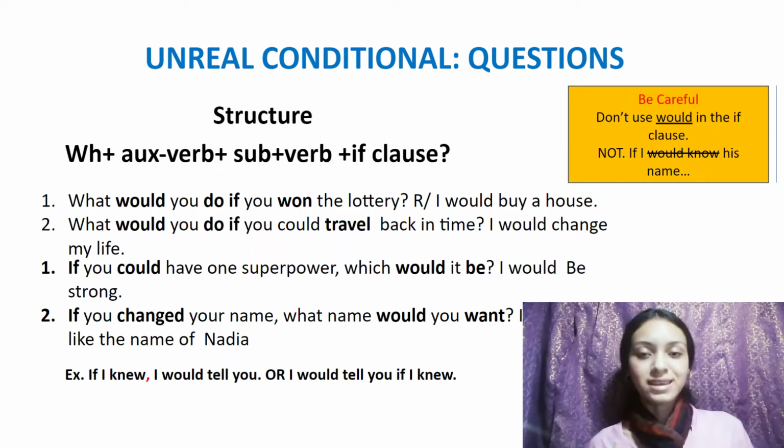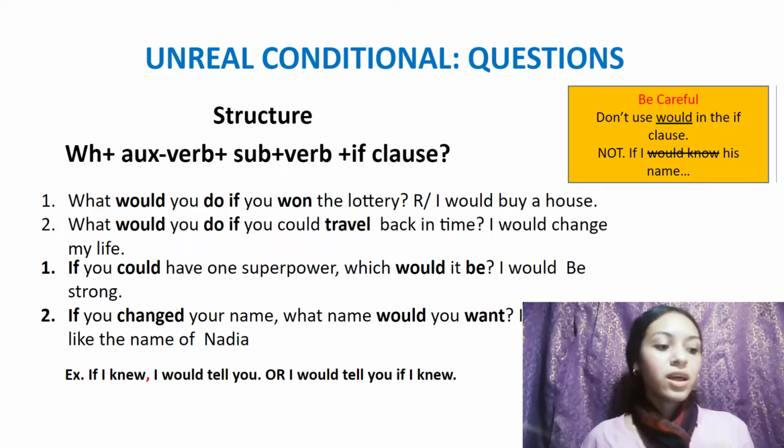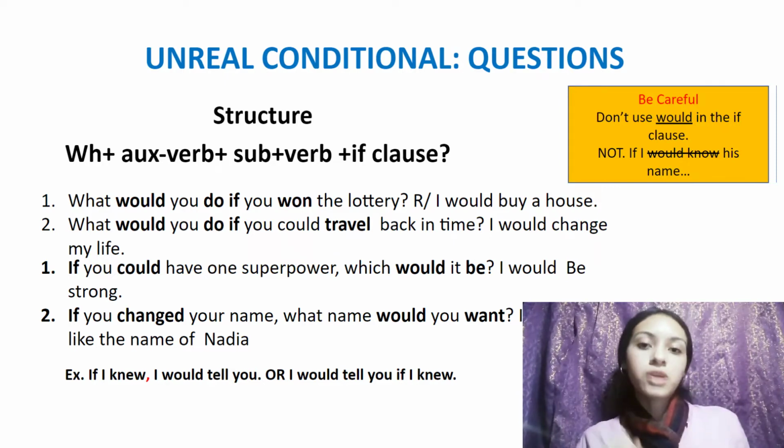Now, in this part, I'm going to explain how to make questions with unreal conditional, also known as second conditional. As my classmates said in the previous part, unreal conditional is used to describe unreal or hypothetical things. But now I'm going to show you how to make questions with this structure. The structure for making questions is: question word, plus auxiliary verb, plus subject, plus verb in the base form, plus if clause. And we have some examples.